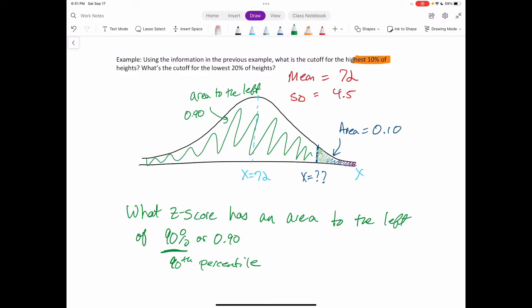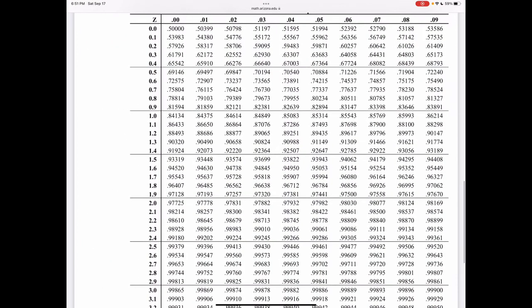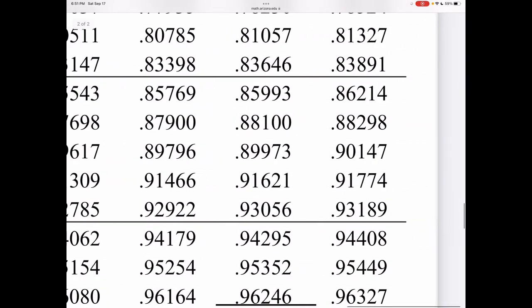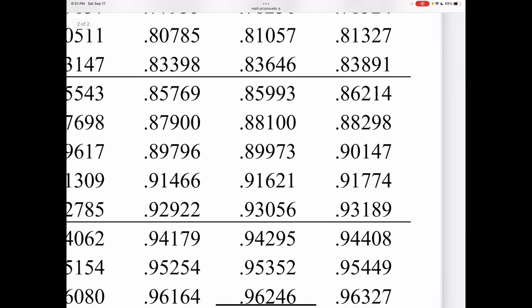But anyways, what we do is we go to our table. Remember, the area is 0.90, so we're looking for the 5-digit number that's as close to 0.90 as possible. I know it's going to take a minute for your eyes to adjust, but the closest I see to 0.90 appears to be this 0.89973. Okay? So that appears to be the closest to 0.90.